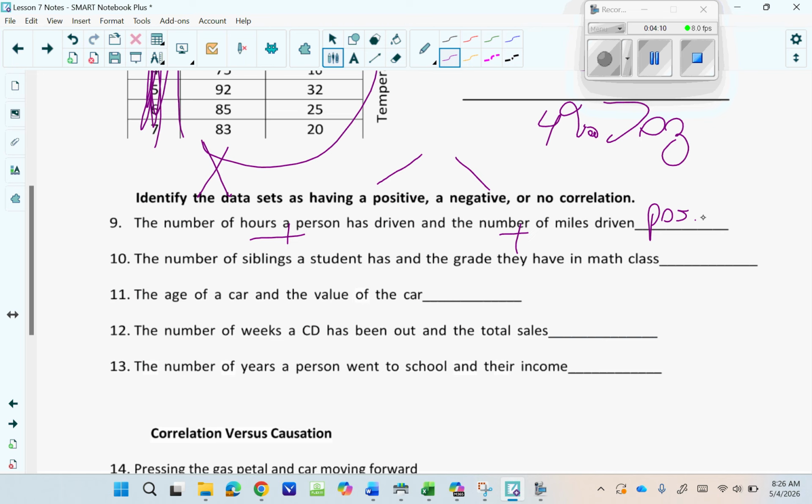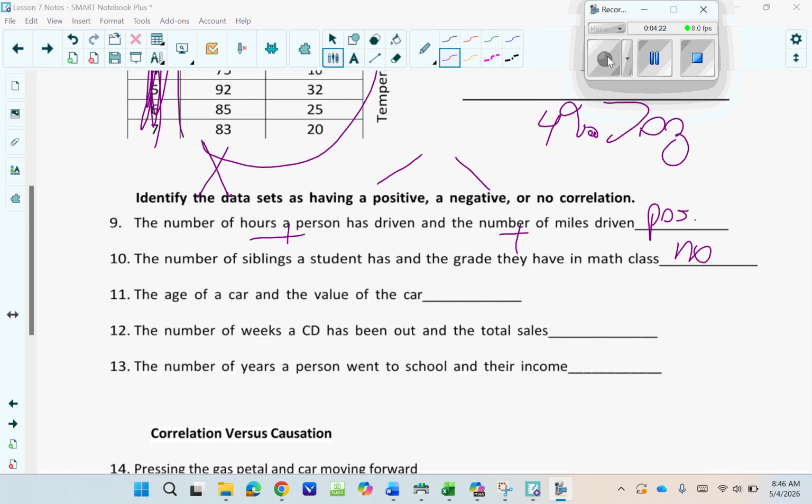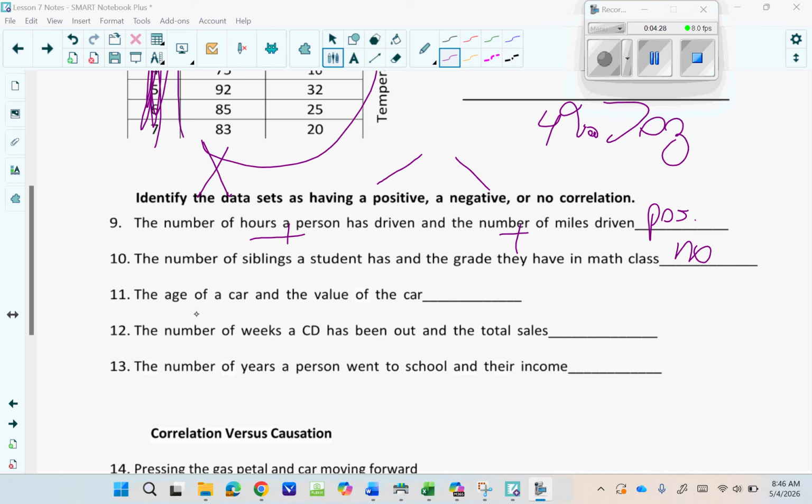Okay, let's look at number 10. The number of siblings a student has and the grade they have in math class. There is no correlation there. There's no relationship. Okay, how about the age of a car and the value of the car? As the age goes up, the value of the car goes down. So it would be a negative correlation.